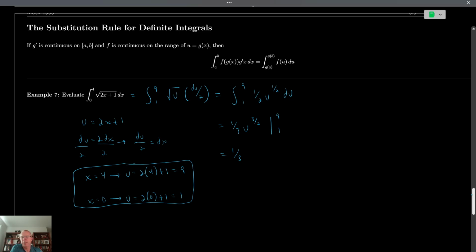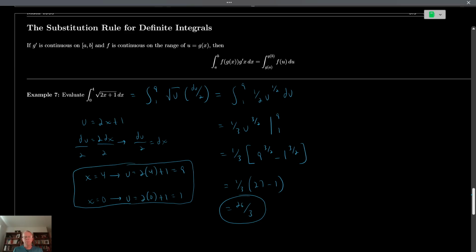And if you don't remember this from Calculus 1, you might need to review this, but when we evaluate definite integrals, we plug in the top limit, and then subtract the bottom. And so we have 1/3 as a constant. We can factor that out. So we have 9 to the 3/2 minus 1 to the 3/2. And 9 to the 3/2 is 27. 1 to the 3/2 is 1. So we get 26 over 3.